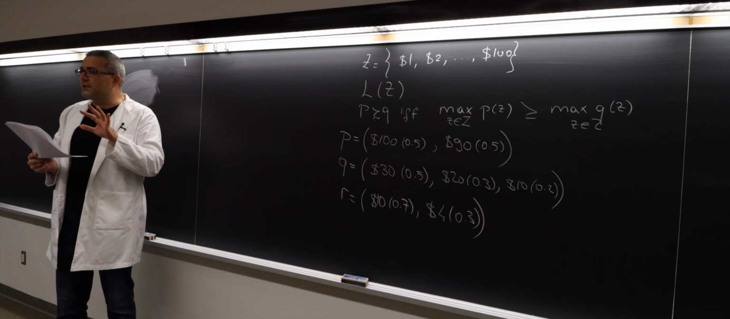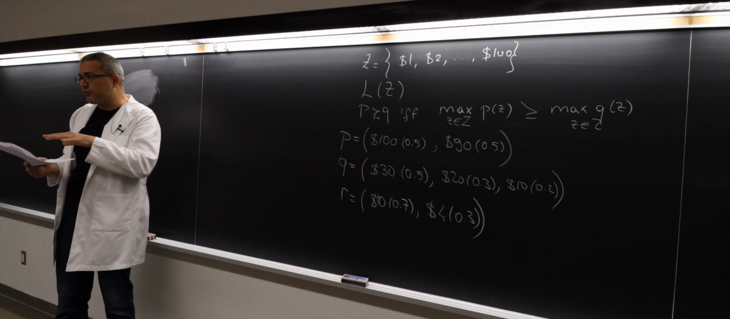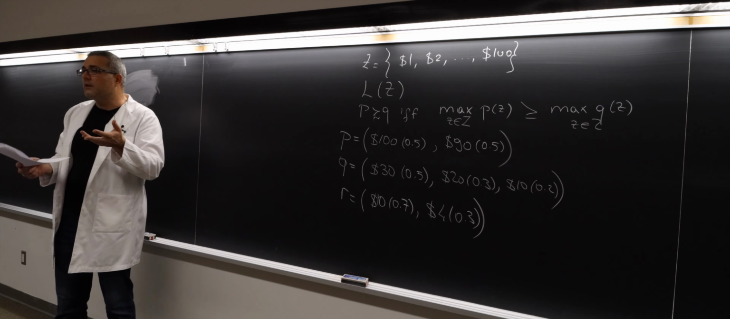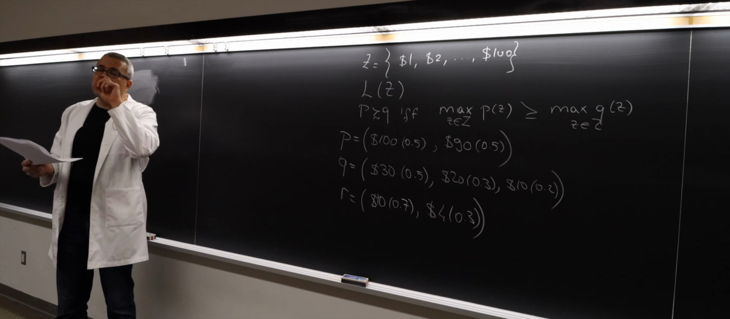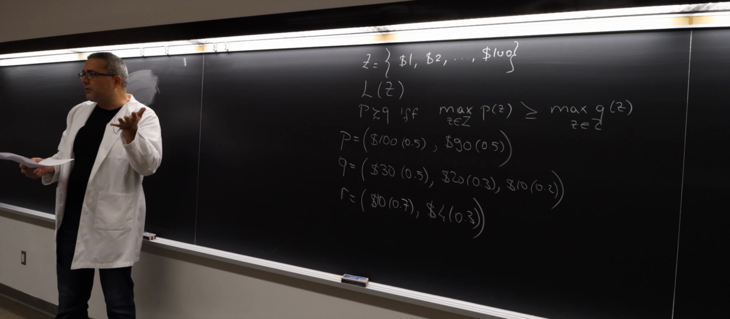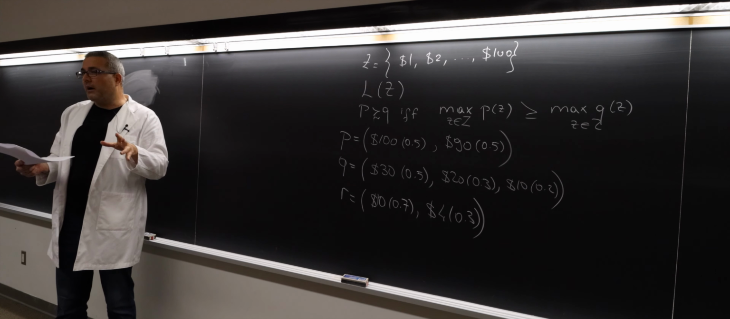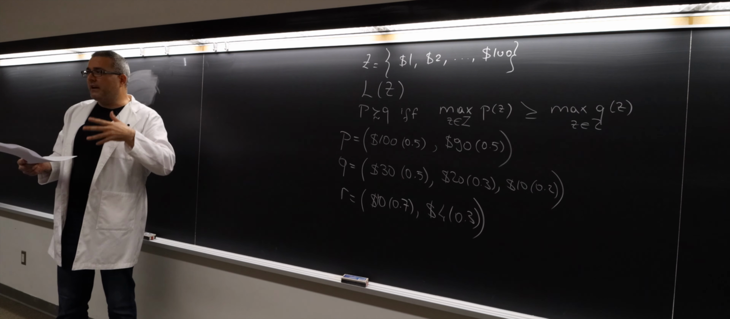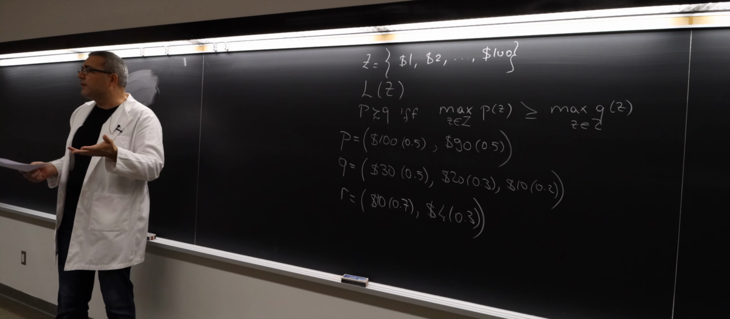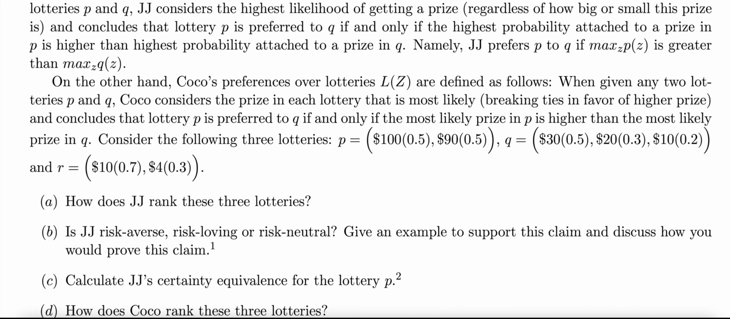All right, so the question is asking three things. Determine whether he is risk-averse, risk-loving, or neutral, either one of those, right? You can't be more than one, depending on how weird the preference relation is. Usually it's either risk-averse or neutral or loving. So we're going to determine this by inspection and then give an example to support our claim. And then we can talk about how we prove this claim in general. Part C, calculate JJ's certainty equivalence for lottery P.